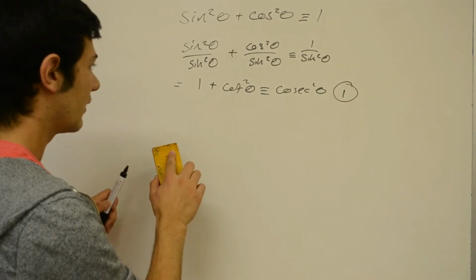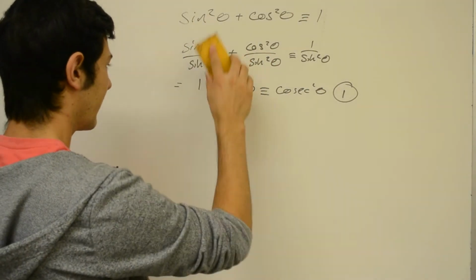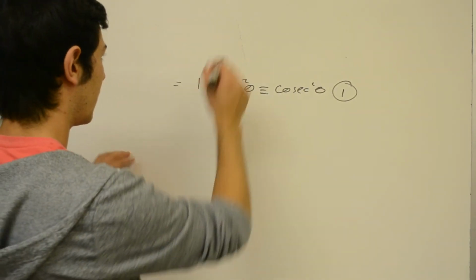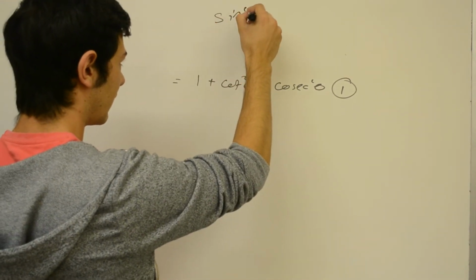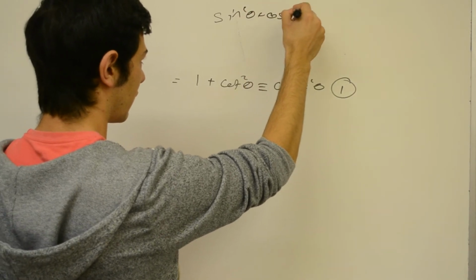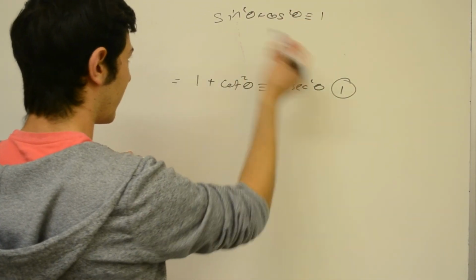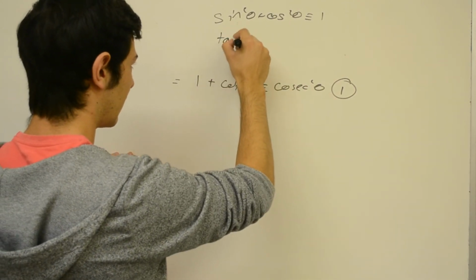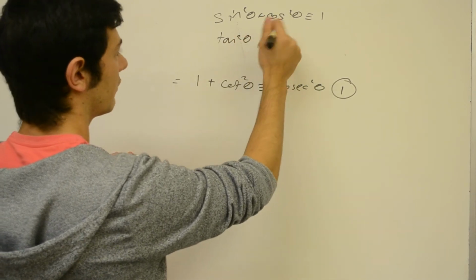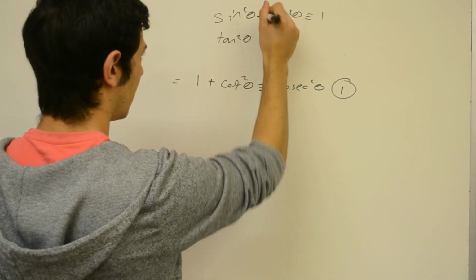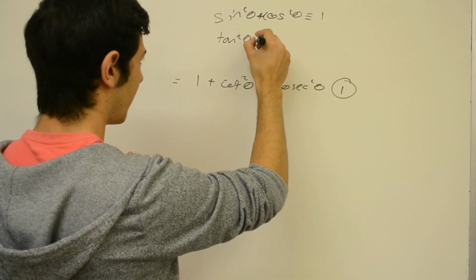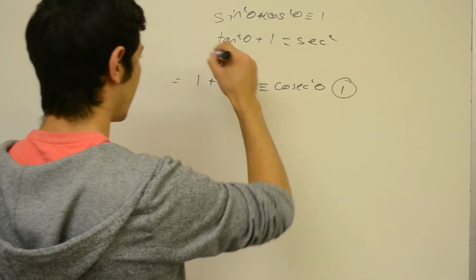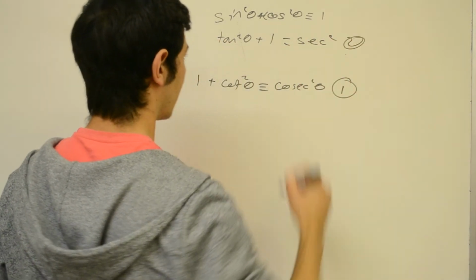Now do the same thing with cosine. So we can write it out again: sine squared theta plus cosine squared theta is identical to 1. Divide everything by cosine squared theta now. Sine over cos is tan, so you get tan squared theta, and cos squared over cos squared is just going to be 1, is equal to 1 over cos squared, which is sec squared. So this is our second identity.